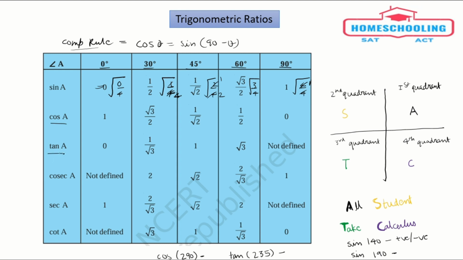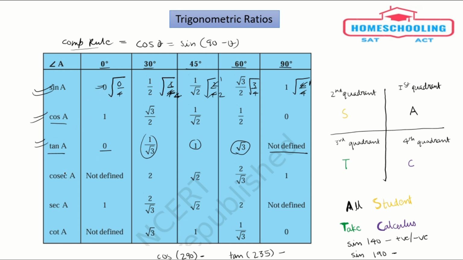And for tan, you have to remember this: 0 would be 0, 90 would be non-defined. This 30 would be 1 divided by root 3. 45 would be the numerator of 30 and 60 would be the denominator of that. So from this you can remember the 0, 30, 45, 60 and 90 values of these trigonometric functions, sine, cos and tan.